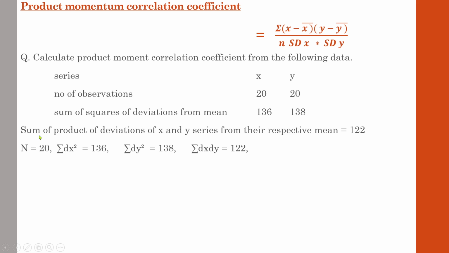And finally, the sum of the product of deviations of x and y from their respective means. The deviations of x and y from their respective means are known as dx and dy. Here it is given the sum of the product of deviations, so the product of deviations means dx into dy, and the sum of the product of deviations means sigma dx dy. So sigma dx dy is 122.